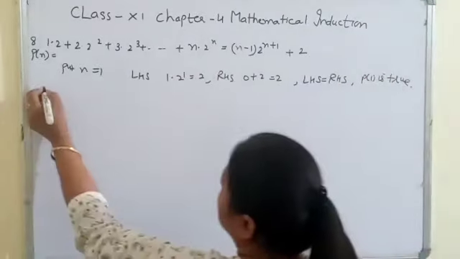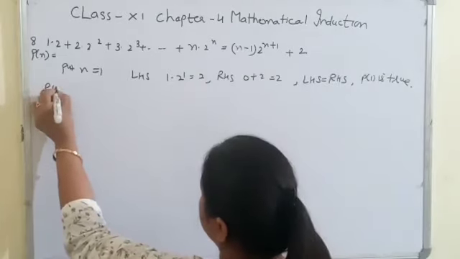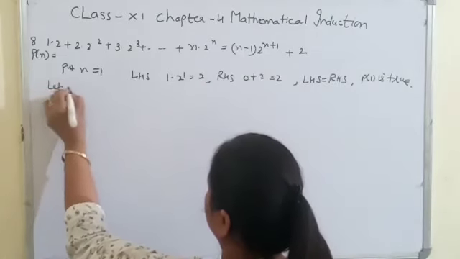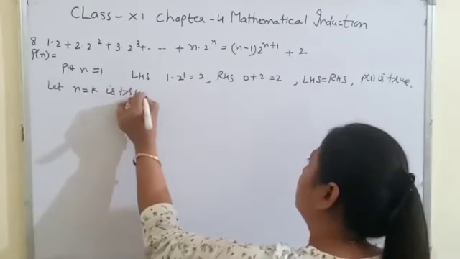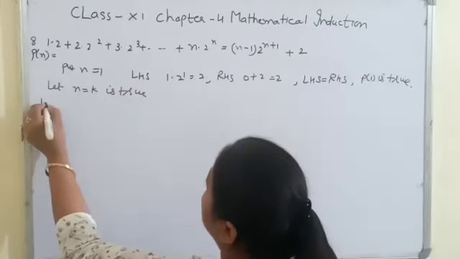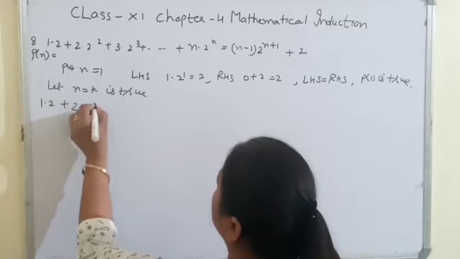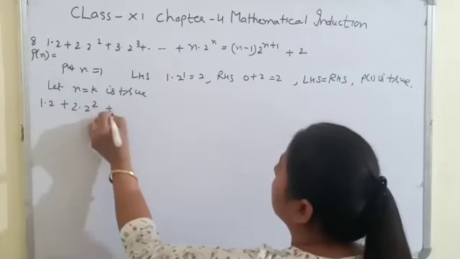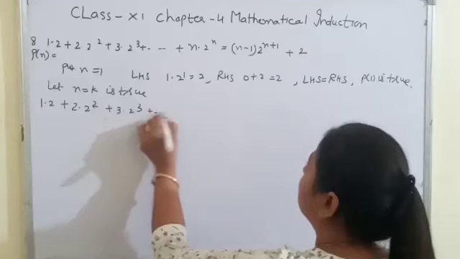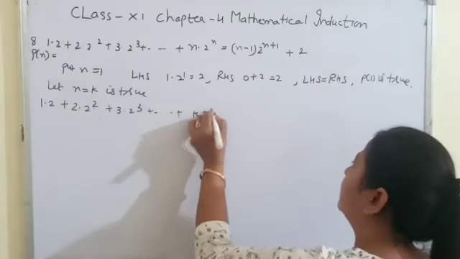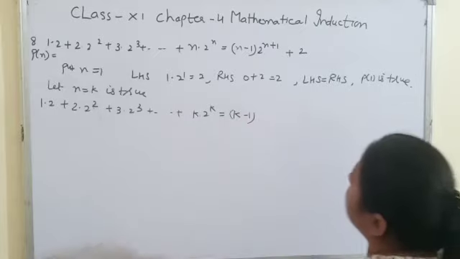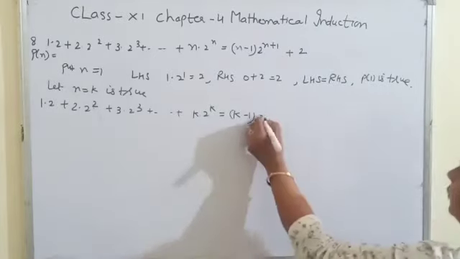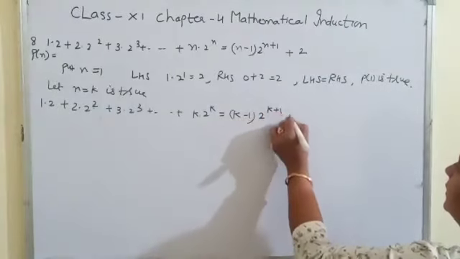Second, let n equal to k be true. We will assume it. So for k, let's write it: 1 into 2, 2 into 2 squared, 3 into 2 cubed, and so on, k into 2 power k, it will be equal to, in place of n we will simply substitute k: k minus 1 into 2 power k plus 1, plus 2.